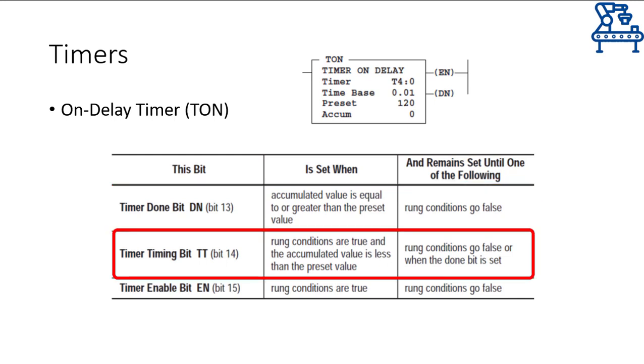The timer timing bit, that is the bit 14 of word 0, will be set when the timer is enabled and the accumulator value is less than the preset value. It will be reset or go 0 if the run conditions go false or the timer has completed the timing. Lastly, the timer enable bit or the bit 15 of the word 0 is set when the run conditions are true and reset when the run conditions are false.